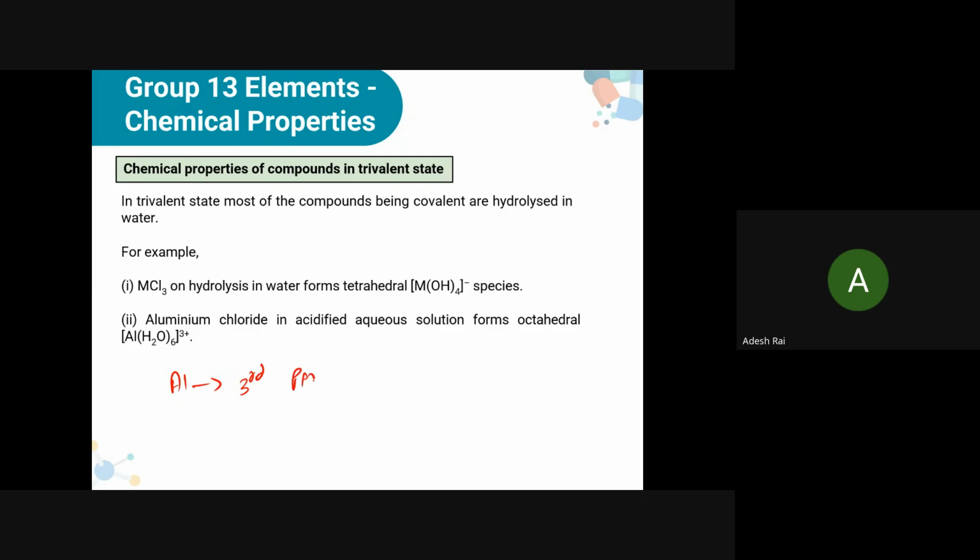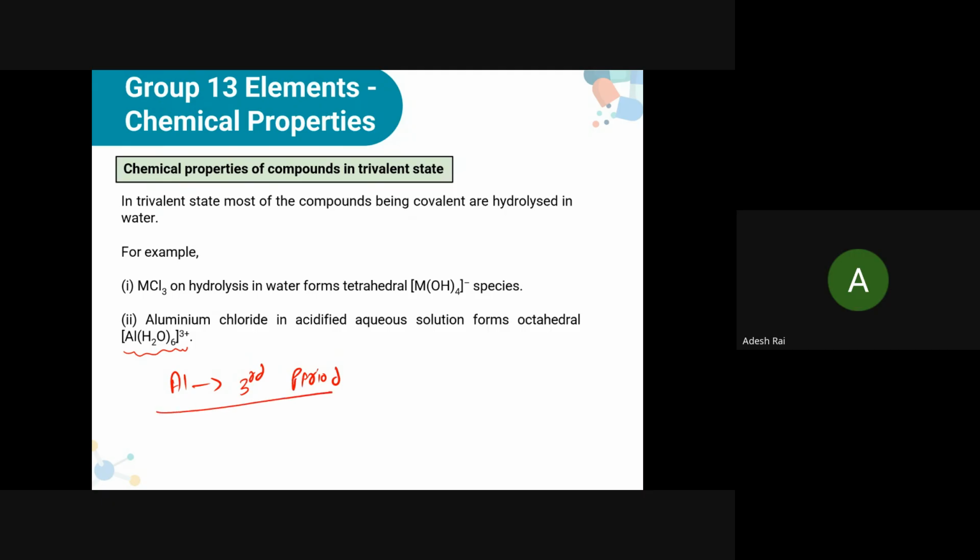Third period. Yes or no? Therefore, it can form 6 bonds here. Can you see that? Al is attached with how many H2 molecules? 6 molecules. But this is not the case for second period elements. Second period elements can show a maximum covalency of 4 only, no? As a result, can it have six ligands or 6 bonds attached to it? The answer is no. But aluminum can show that.